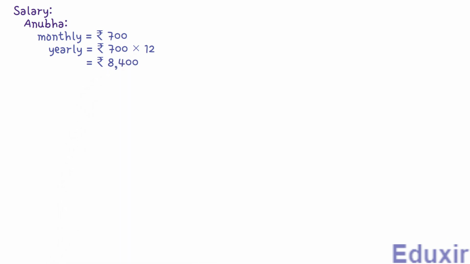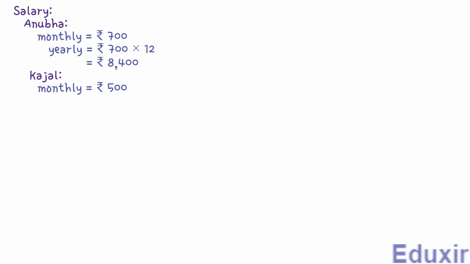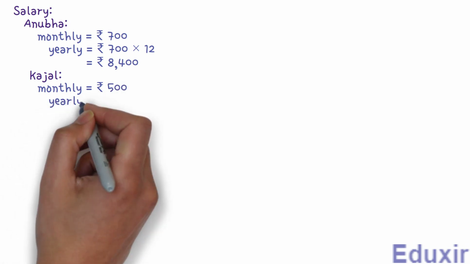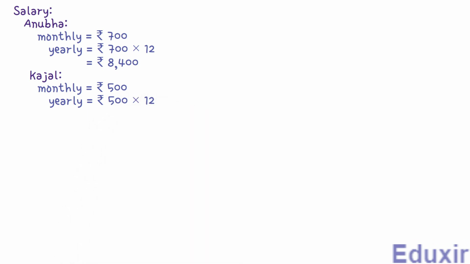Let's then write the subheader Kajal to indicate that the upcoming calculation is for the partner Kajal. Now it is given that the monthly salary of the partner Kajal is 500 rupees. So the yearly salary would be equal to the monthly salary of 500 rupees multiplied by 12. This is equal to 6,000 rupees.